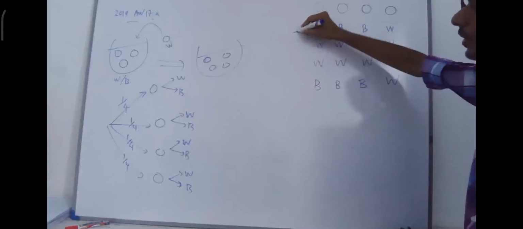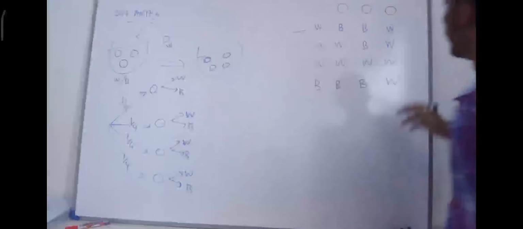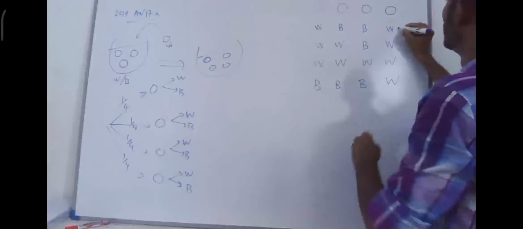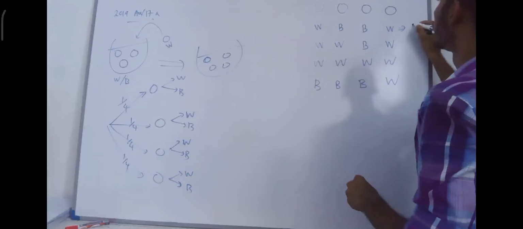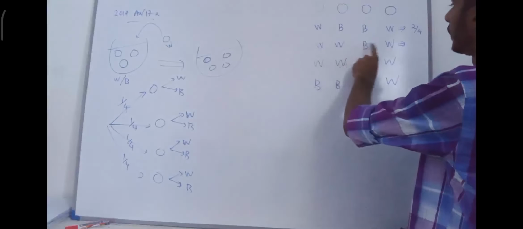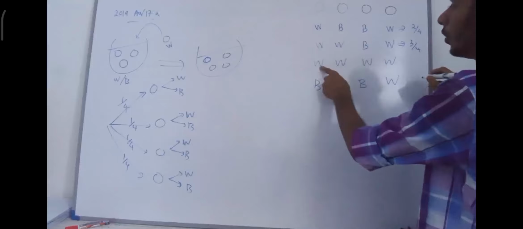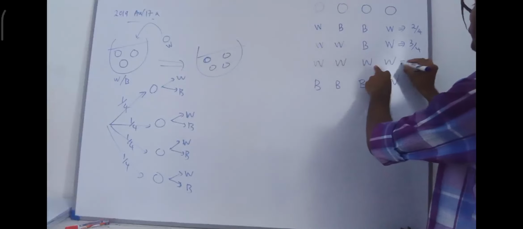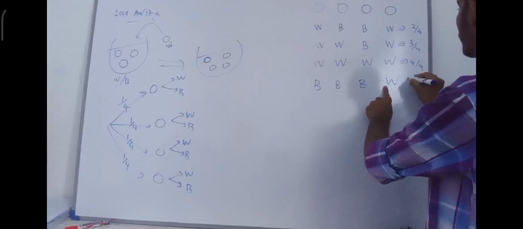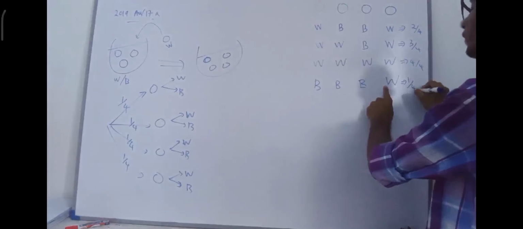Okay. Now if I take this scenario, these are the four possibilities. Now I have taken a ball. The probability of being white is 2 divided by 4, and the probability of being white is 3 divided by 4. Now the probability of being white is 4 divided by 4. Now the probability of being white is 1 divided by 4.